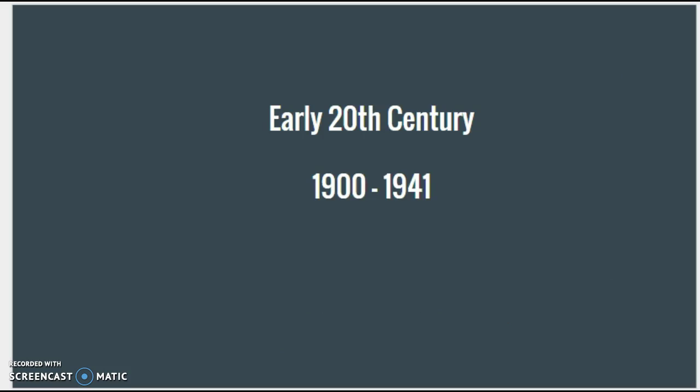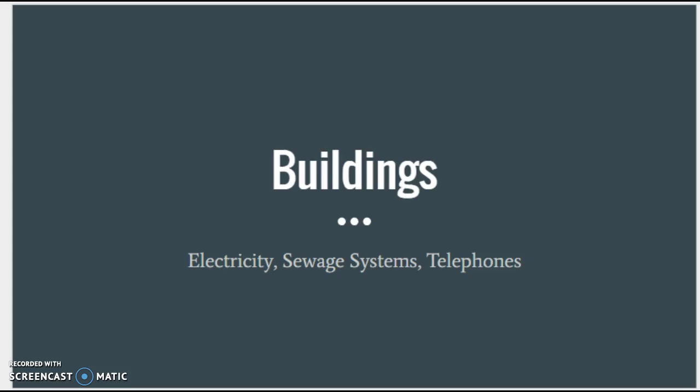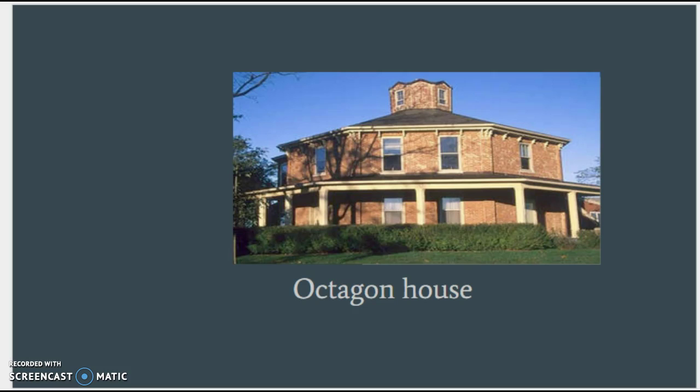The approach of the 20th century brought lots of changes to buildings. Electricity, sewage systems, telephones. What happened to homes during this period to reflect these changes? This is an octagon house designed by Orson Fowler. It increased air circulation and provided optimal sunlight. What was happening culturally that these needs were needed? People wanted a better living environment.